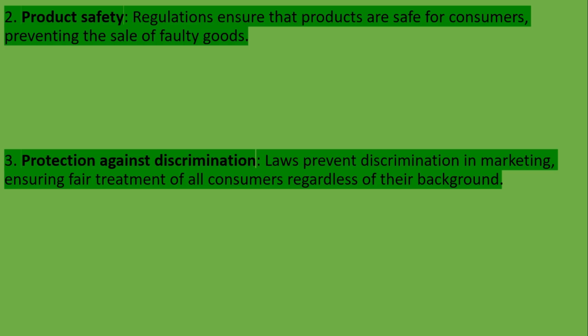The second one is product safety. Regulations ensure that products are safe for consumers, preventing the sale of faulty goods. If you look at things like drugs, they first undergo various trials before they are eventually launched into the entire population. So if this business was a pharmaceutical business, then it would have to undergo all those tests. Why does the country do that? To ensure that there is product safety for these customers, to ensure that this drug is actually going to do whatever it is supposed to do.